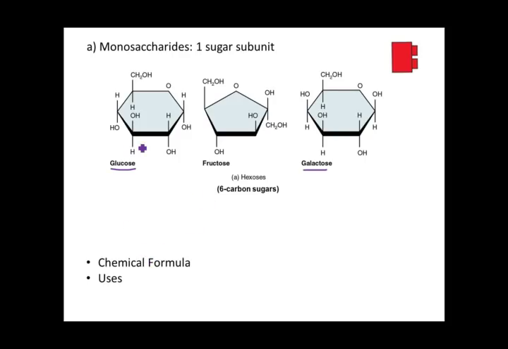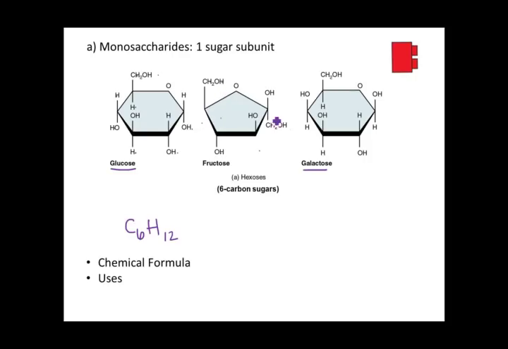Okay, so the chemical formula for all of these is C6. That means they all have 6 carbons, as we counted before. For hydrogens, there are 1, 2, 3, 4, 5, 6, 7, 8, 9, 10, 11, 12. 12 hydrogens, and that would be the same for all of these. So let's just do this quickly. 1, 2, 3, 4, 5, 6, 7, 8, 9, 10, 11, 12.